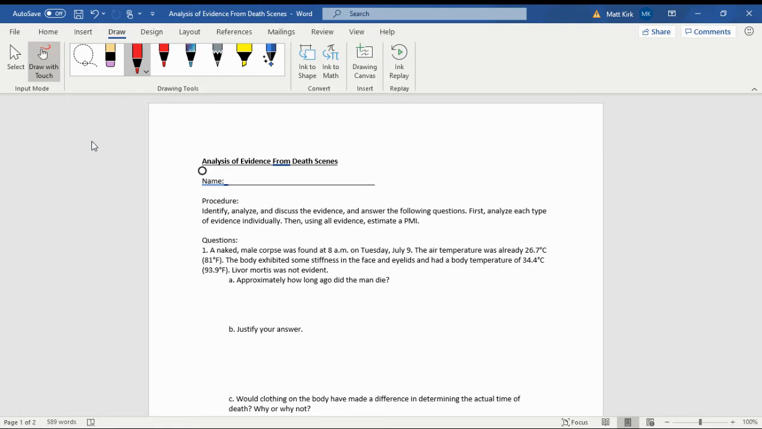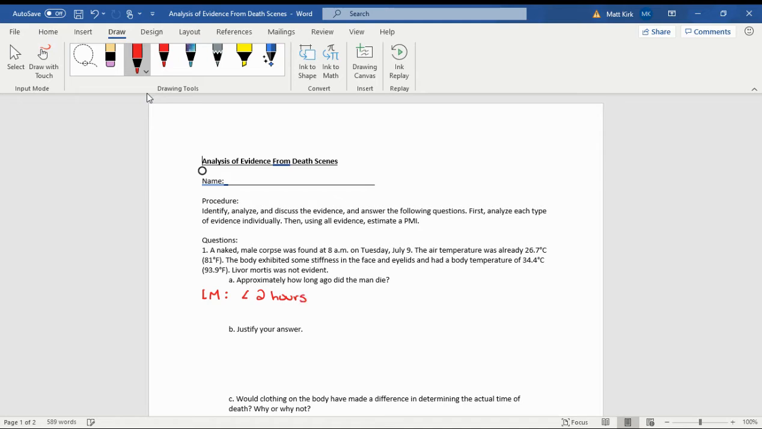Okay, so as I take a look at this, approximately how long ago did the man die? I would come up with each of my ways of estimating, starting with livor mortis. Livor mortis is not evident, so we don't see any redness at the low points of the body, so we know that our PMI would be less than 2 hours.